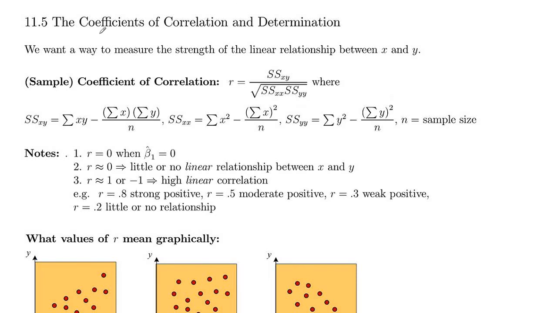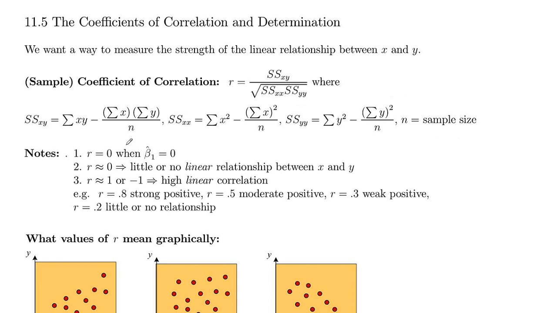So now we want to discuss the coefficients of correlation and determination. These are dealing with how good our linear model is. The sample coefficient of correlation is given by the value r, and it's defined to be the sum of squares of xy over the square root of the sum of squares of xx times the sum of squares of yy. Again, remember this is the variation with x and y, the variation with x, and the variation with y. And these are the same definitions that we had previously for those quantities.